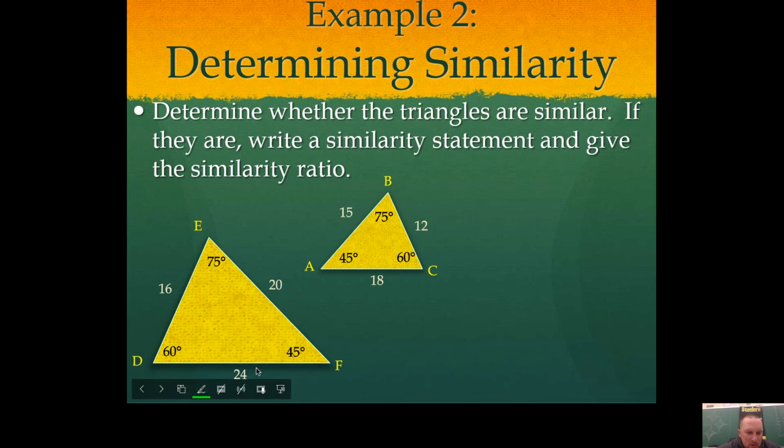For these two figures to be similar, you have to have corresponding angles congruent. Let's check them. I see a 45-degree angle. That matches up with this guy. I see a 60-degree angle. That matches up with that guy. I see a 75-degree angle. And that matches up with this guy. The corresponding angles are congruent. So I'll put a check mark. The second thing you need to check for is whether the corresponding sides are proportional.